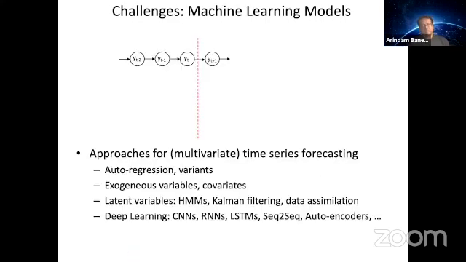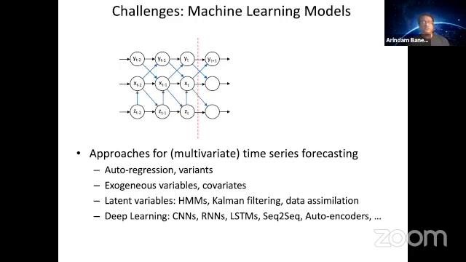Why is it challenging for machine learning models? So there's a vast array of methods for multivariate time series forecasting. You can do auto-regression, where you have a Y time series and you predict the next time step, or you can use some combination of exogenous variables or covariates, or you can even have latent variables like Z's, which you don't observe, but they are affecting what you observe. So hidden Markov models, Kalman filtering, data assimilation systems. And then there is an entire suite of deep learning methods like CNNs, RNNs, and whatnot, autoencoders.